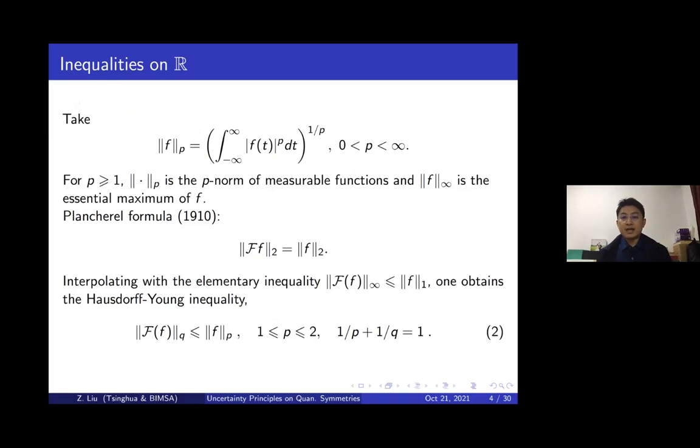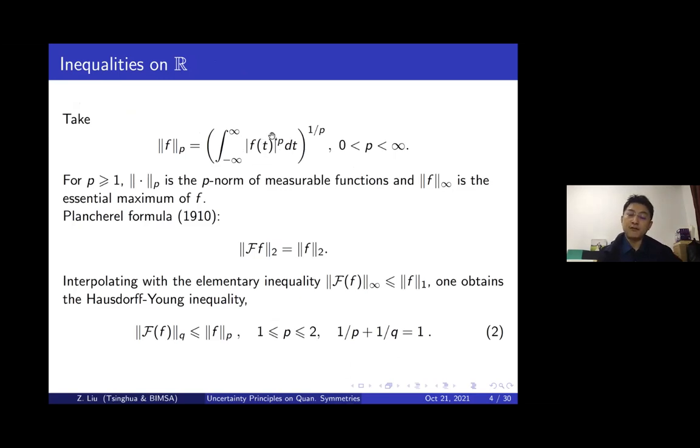And to run the analysis, first we need to consider measure. In addition to the algebraic structure, we also need to learn the measure. And on the reals, the natural one will be the Lebesgue measure. And when we take a measurable function, we can define the p norm in the usual way.